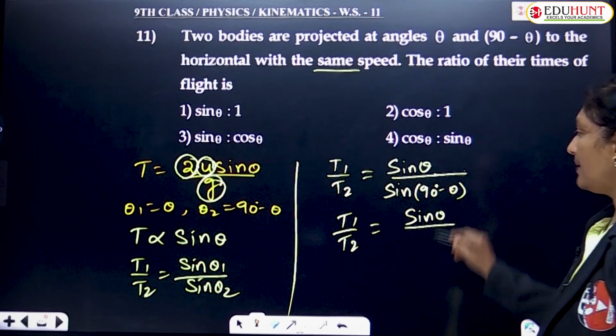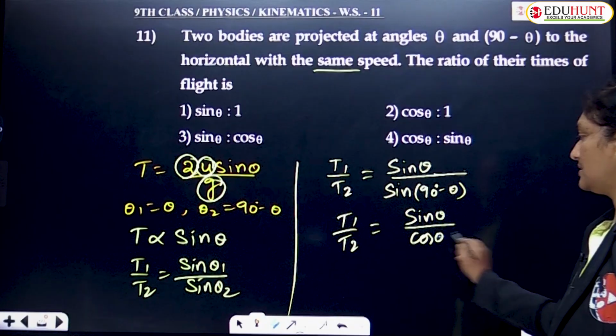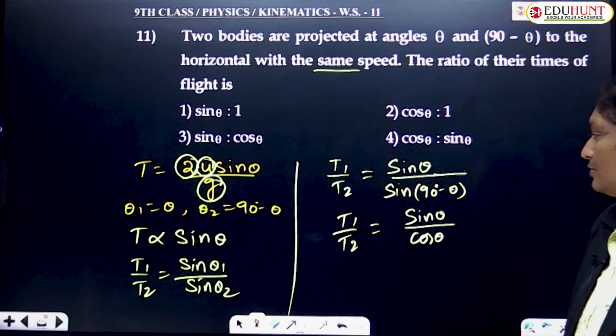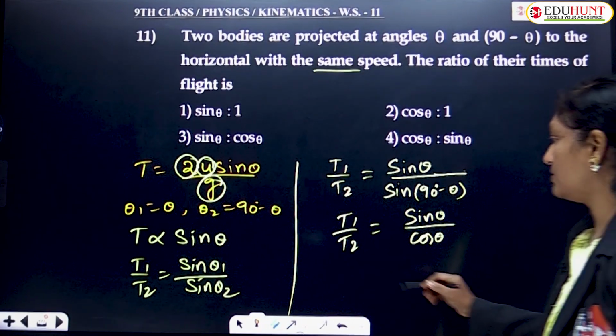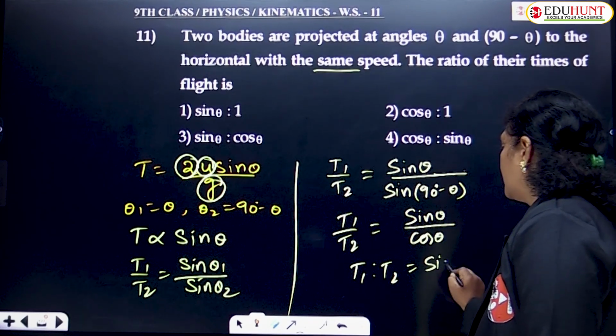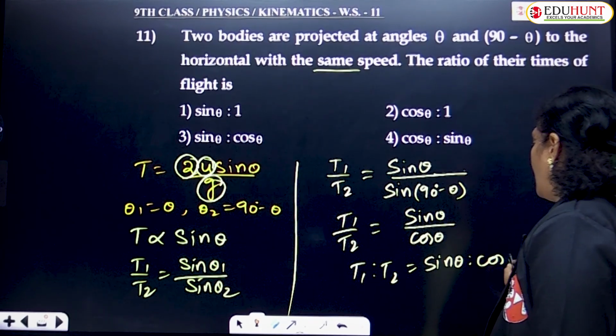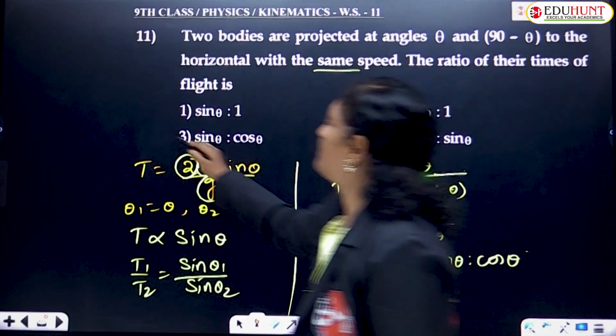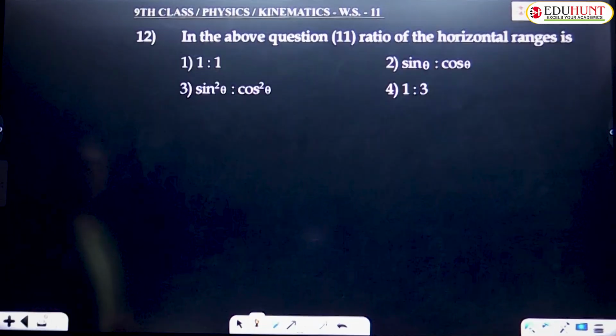Okay. Sine of 90 minus theta will become cos theta. Sine of 90 minus theta is cos theta. Therefore, T1 is to T2 is found to be sine theta is to cos theta. Hence, option number 3. Okay, well, moving to the next question.